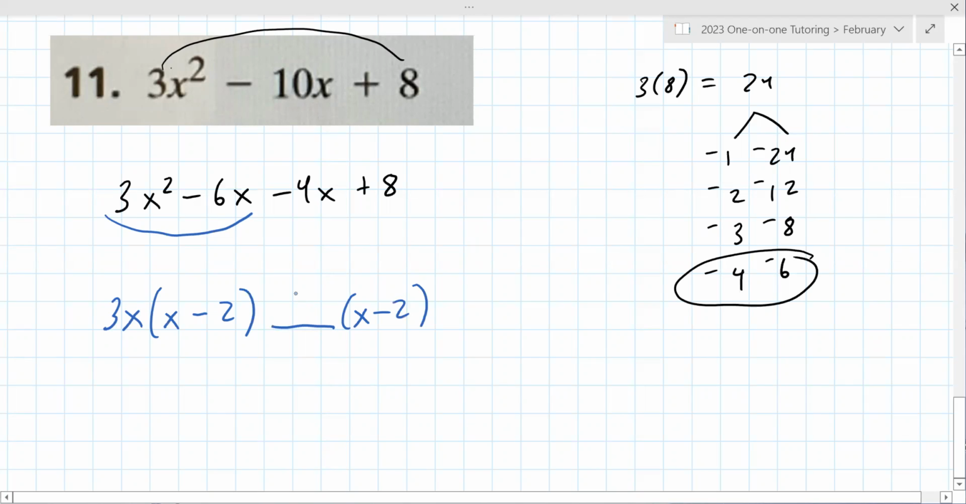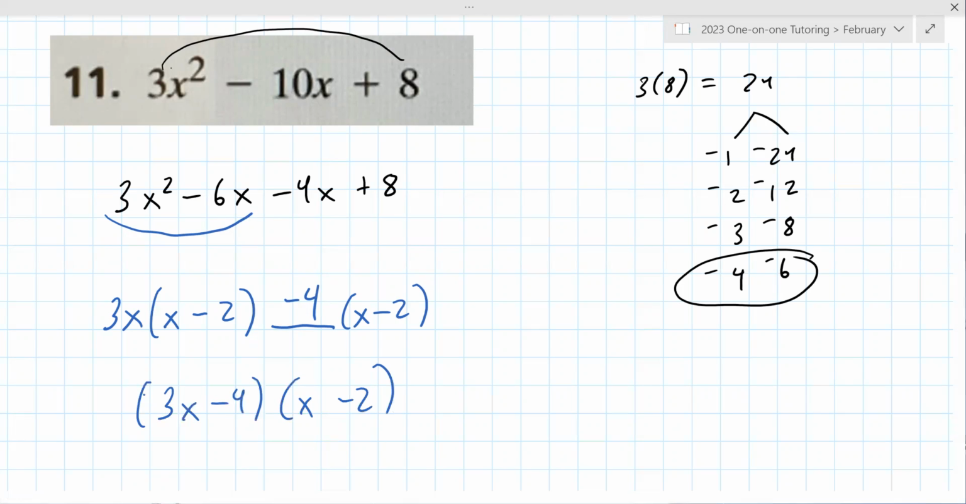Minus 4. Now, it has to work for both. Minus 4 times minus 2 gets you to 8. That's good. Minus 4 times x gets you to minus 4x. Has to work for both. So the answer becomes 3x minus 4, x minus 2. Okay, so we'll look at another one here together.